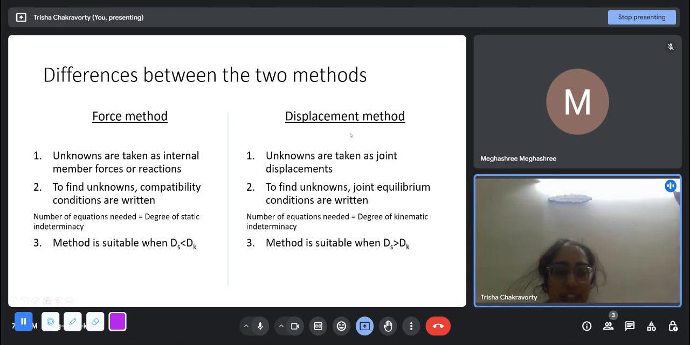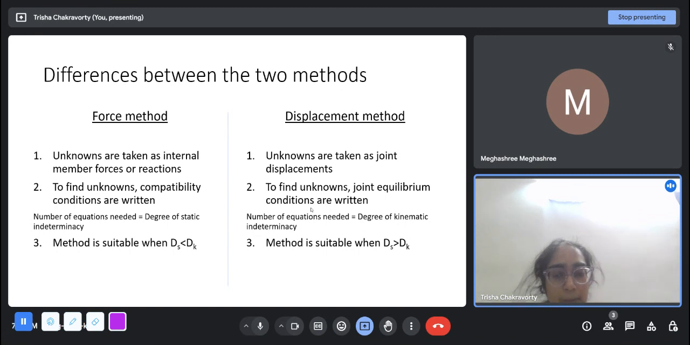And to find the unknowns in displacement method, joint equilibrium conditions are written. So the number of equations required is the degree of kinematic indeterminacy. We looked at kinematic indeterminacy last week.